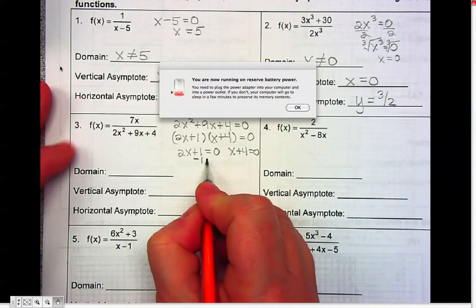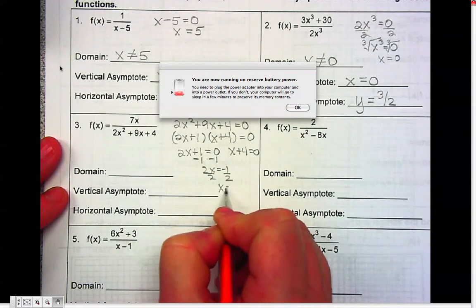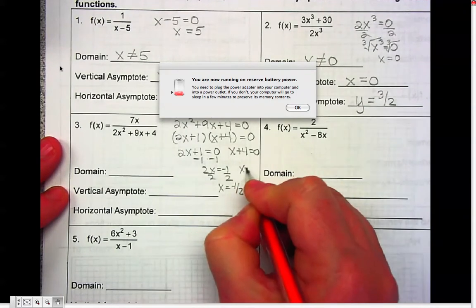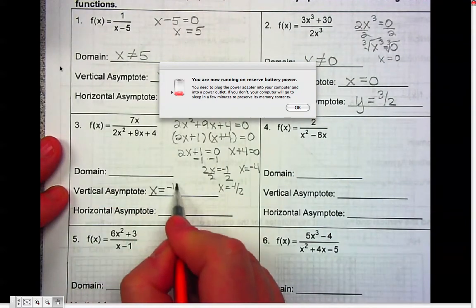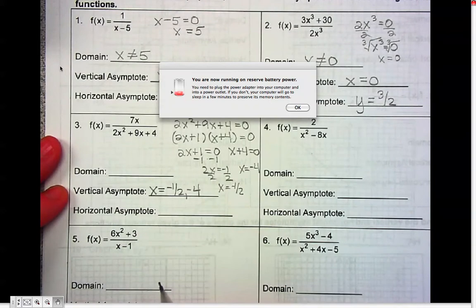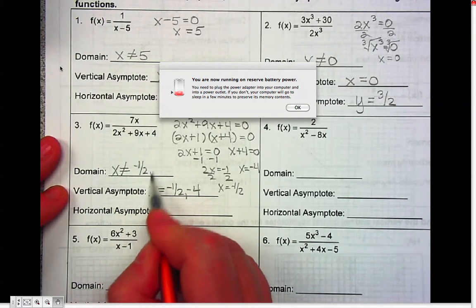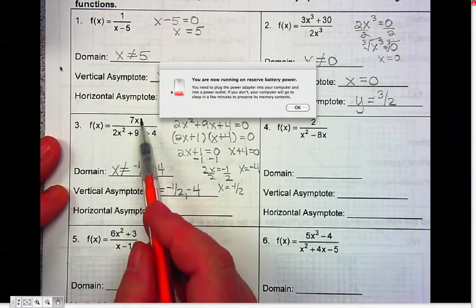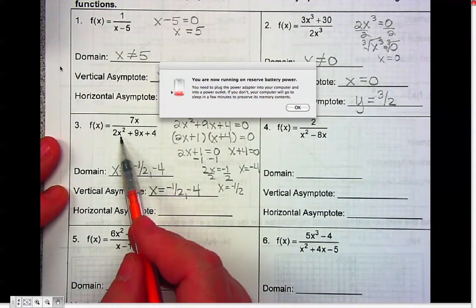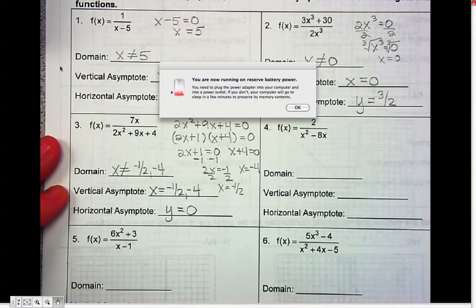Subtract 1. So 2x equals negative 1. Divide by 2. And what does x equal? Negative 1/2. And x equals, what's the other one? Okay, so vertical asymptotes are x equals negative 1/2, comma negative 4. Domain, x cannot equal negative 1/2 or negative 4. Okay, now we look at the horizontal asymptote. Yes, the degree of the denominator is greater, so y equals 0. Notice you can only have one horizontal asymptote, but you could have several vertical asymptotes.